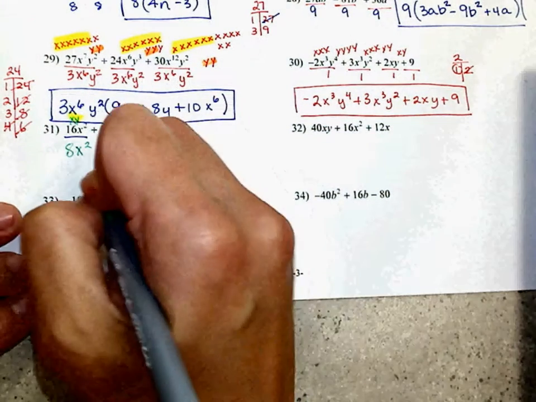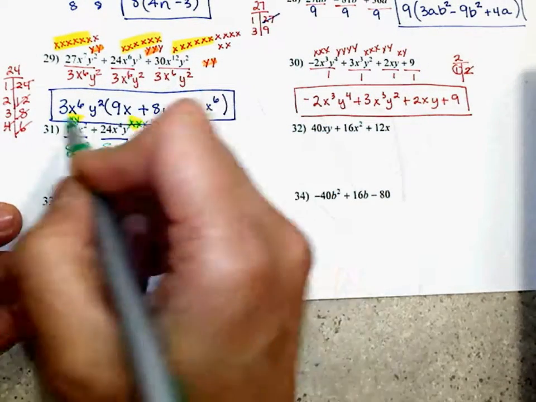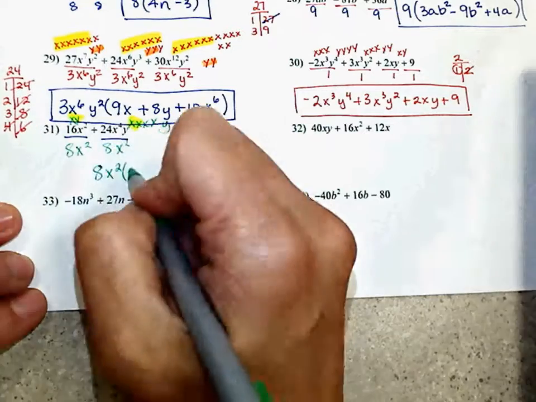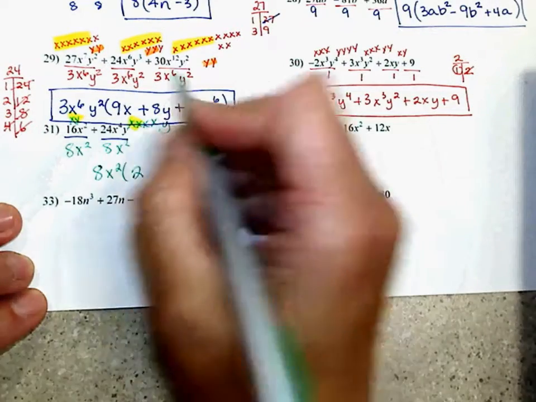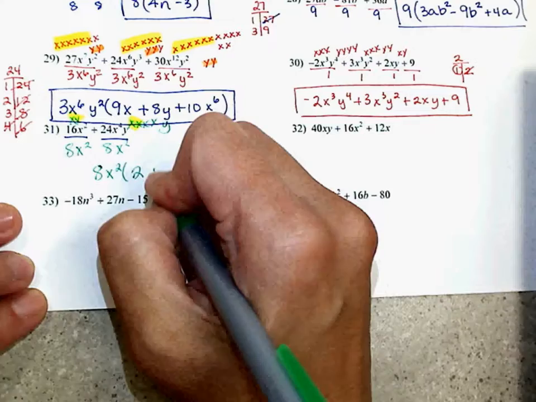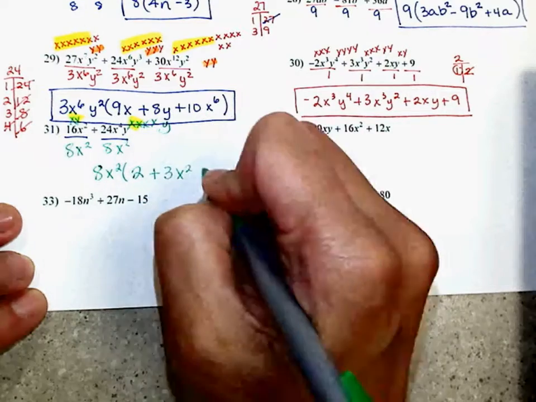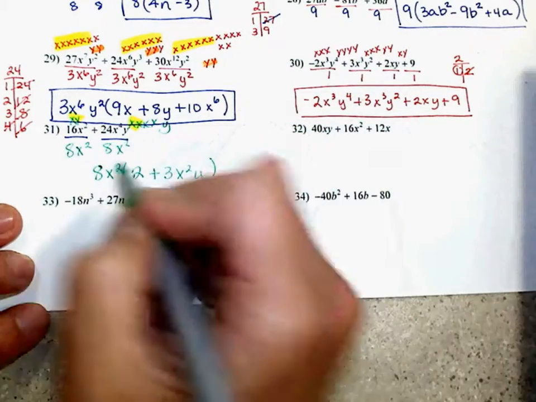Let's see what you have left. 16 divided by 8 leaves you 2, no x's left. 24 divided by 8 leaves you 3, 2x left, and a y. So 3x squared plus a y.